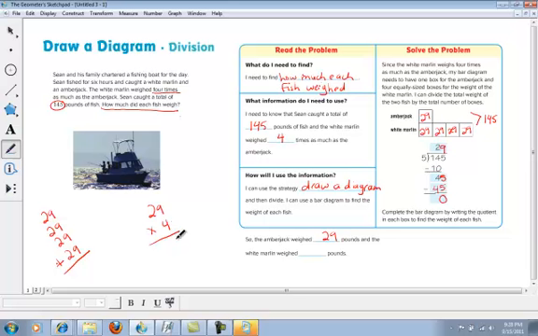9 times 4, that's 36. 4 times 2 is 8. And 9, 10, 11. So I get 116. So the white marlin weighed 116 pounds. Now let's look at another problem.